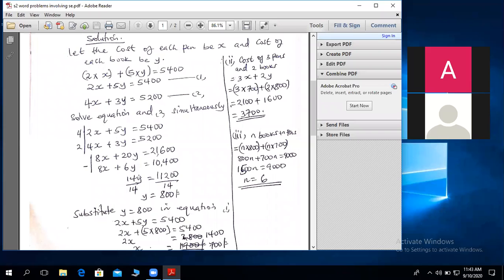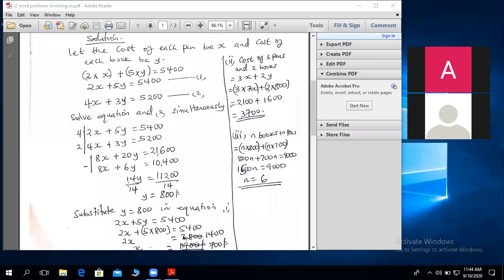Please learn how to solve these simultaneous equations, for you are never going to avoid them in any math exam. So 20y minus 6y, the calculator should give you 14y. Then 21,600 minus 10,400, I think the calculator gives you 12,200. Calculators, I think that's the answer.